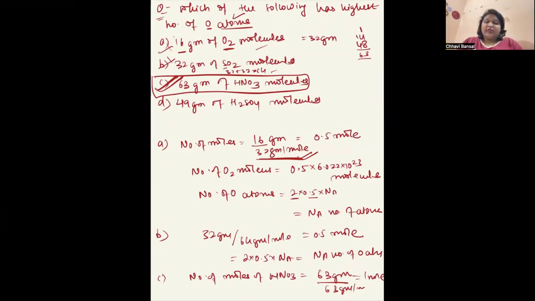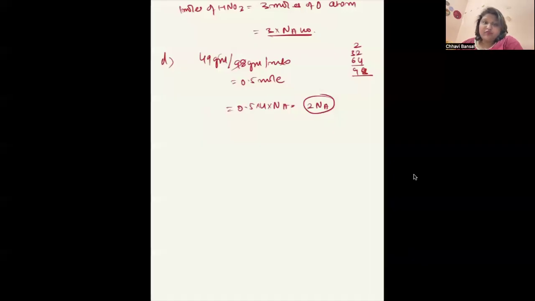Any doubt so far? Similarly, there is another similar type of question that also comes: which has the least number of atoms? A, 14 gram of N2.